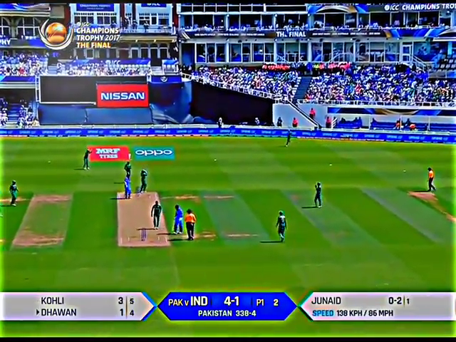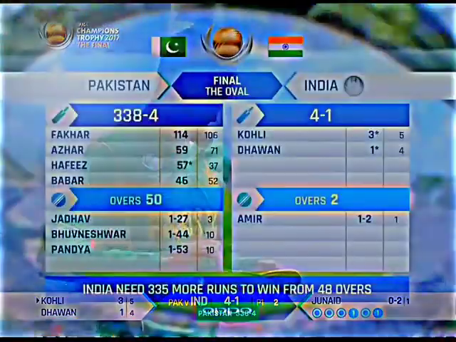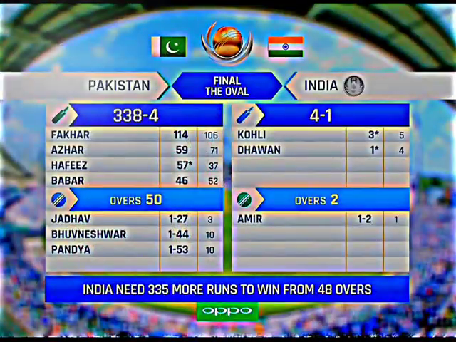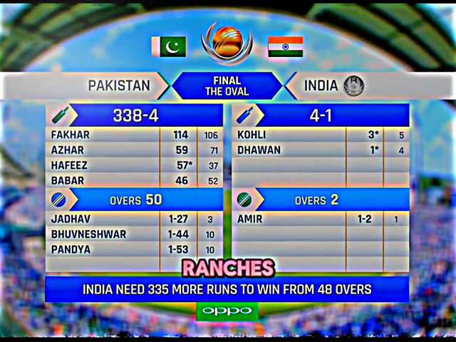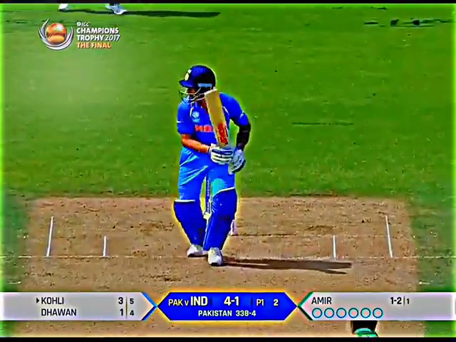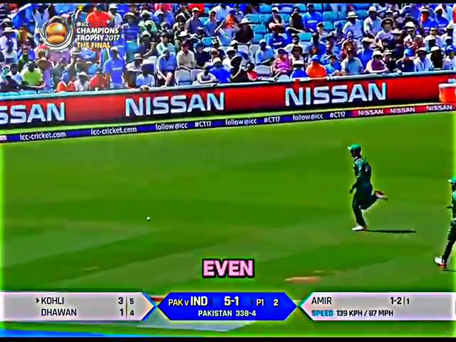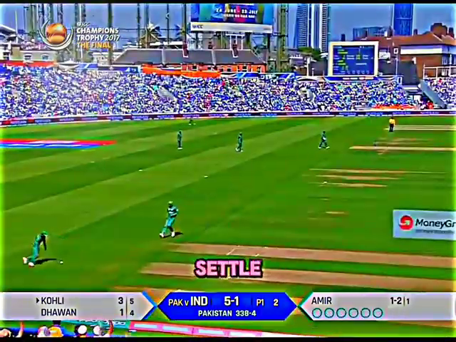Kohli. Another good over from both left armers now, 4 for 1. And it's going to be some run chase for India. 335 from just 48 overs. There's the outside edge, that will hurry away. Might even think of 3 here. Kohli says no, we'll settle for 2.